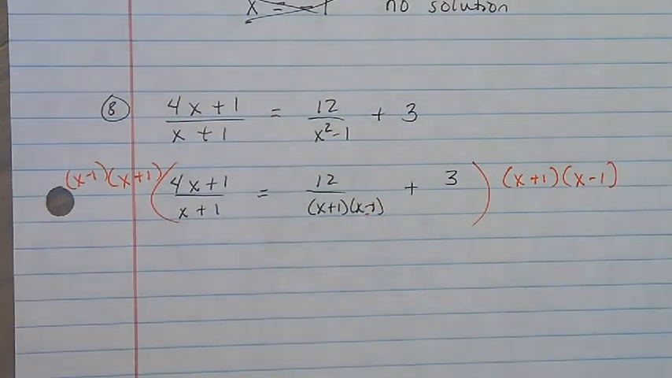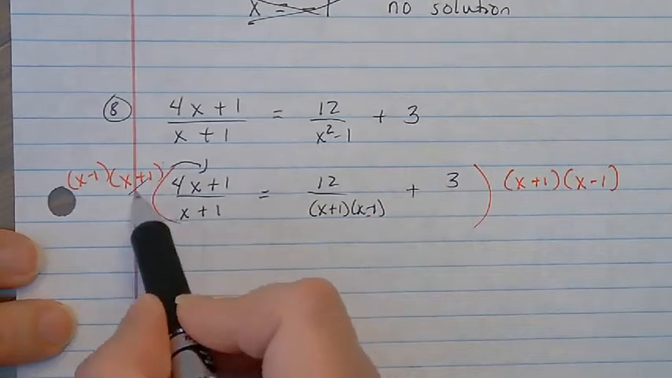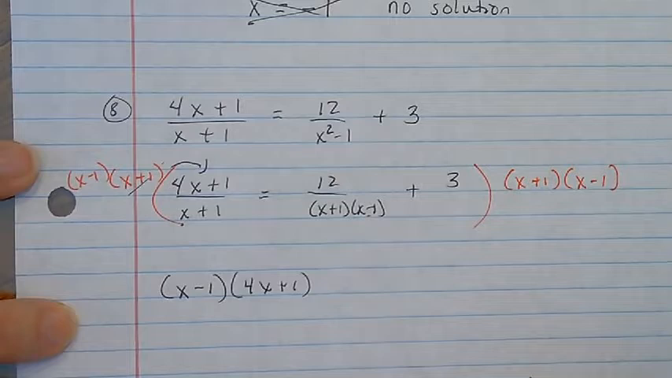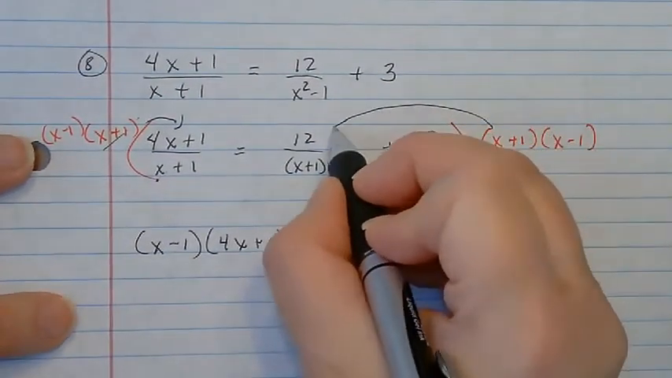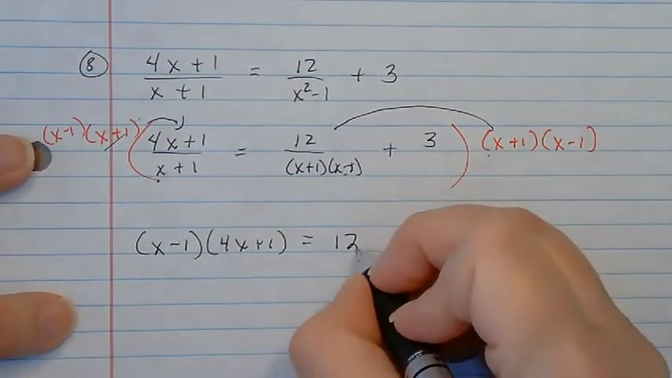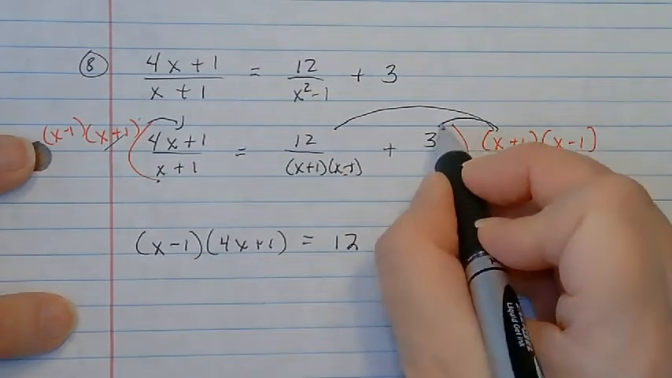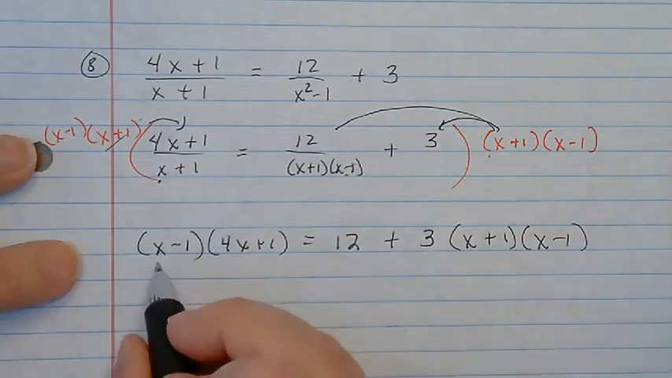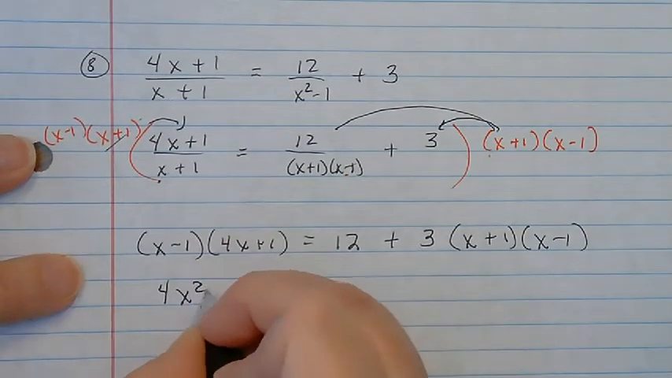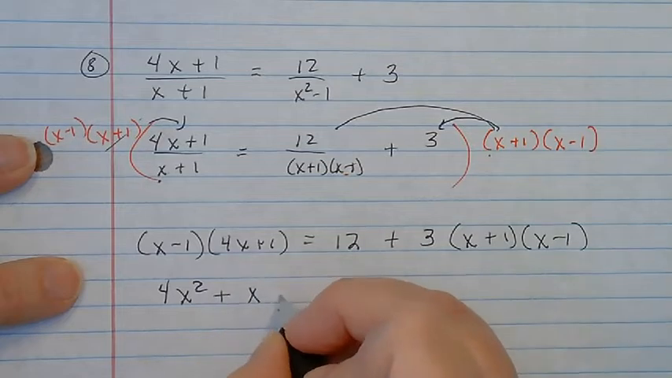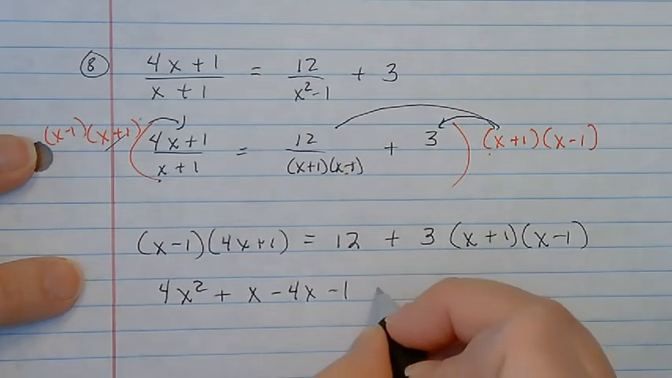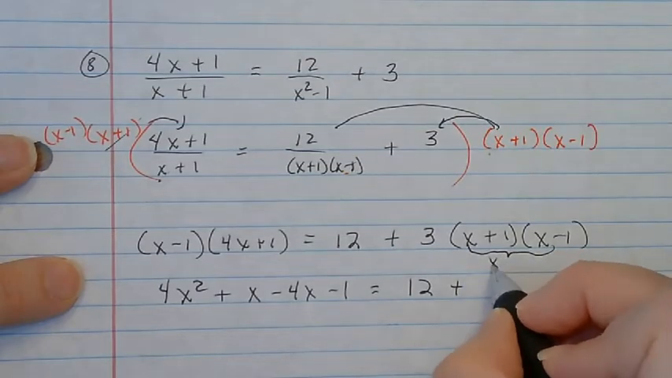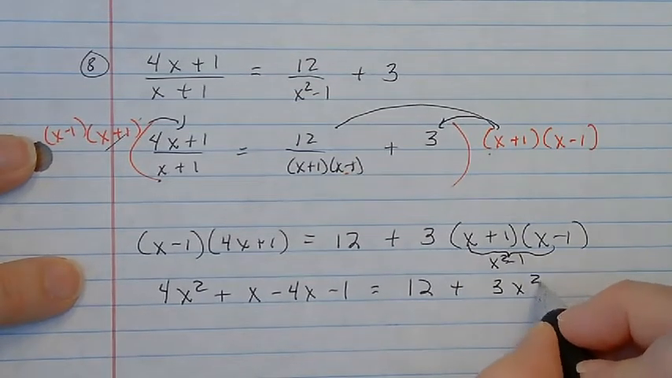So what happens is then when I distribute, the x plus 1's cancel here, but I still have x minus 1 times 4x plus 1. Equals, when I distribute here, this whole thing cancels with that whole thing, and I'm left with 12. Plus, and when I distribute here, I have 3 times x plus 1, x minus 1. So on the left side then, I have 4x squared plus x minus 4x minus 1 equals 12 plus, and I know that's x squared minus 1, so it'll be 3x squared minus 3.